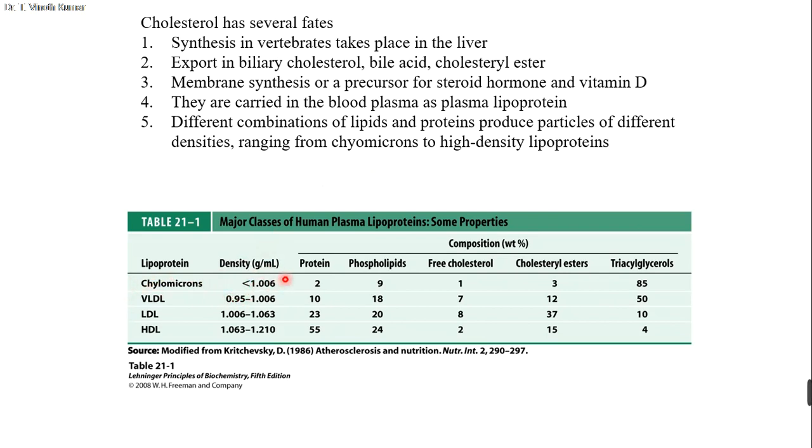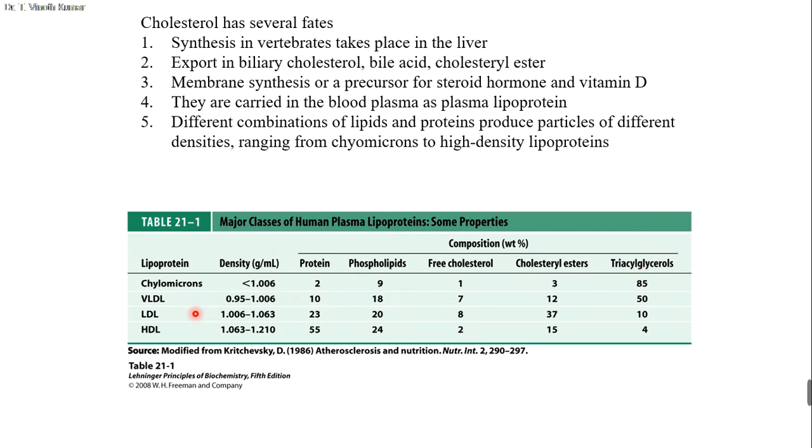The density is 1.006, but the size is the biggest among the lipoproteins. I'll show the comparison of the sizes also. Protein is only 2%, phospholipid 9%, free cholesterol 1%, cholesterol esters 3%, and triacylglycerol 85%. The majority is triacylglycerol. Only the dietary triacylglycerols are packed in the form of chylomicrons.